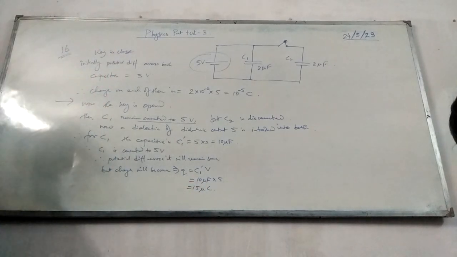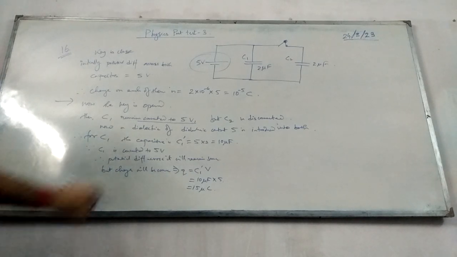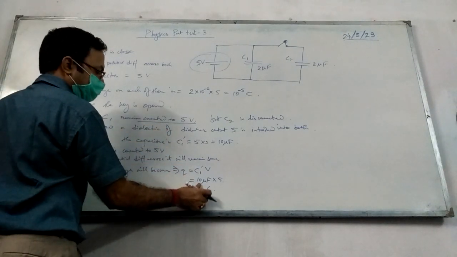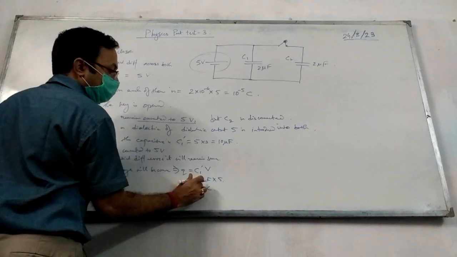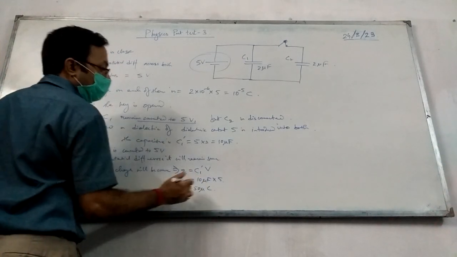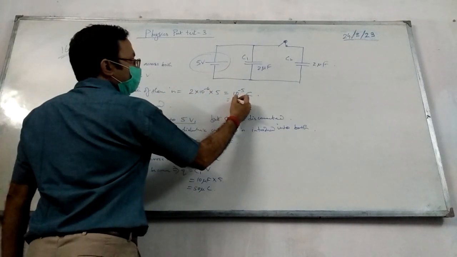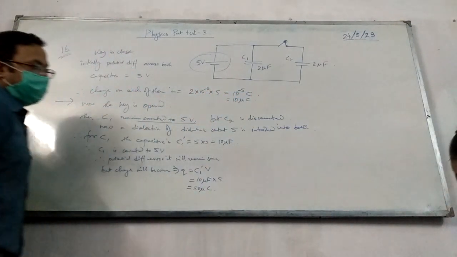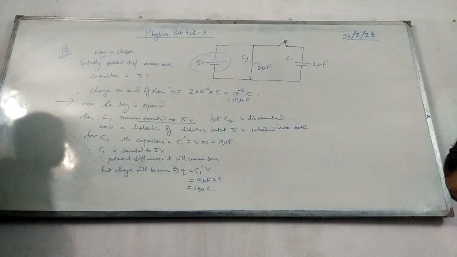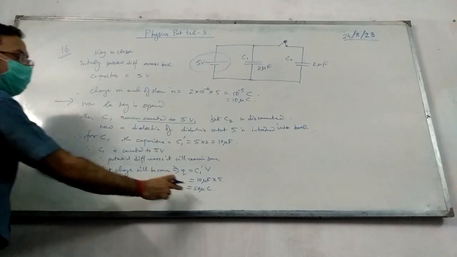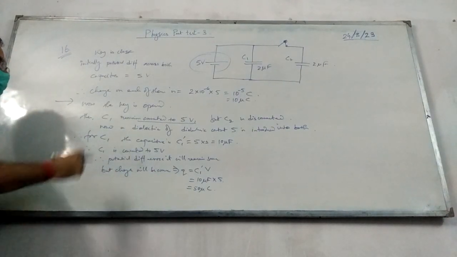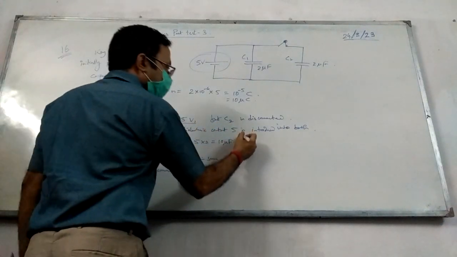So the charge will change to 50 microcoulomb. Sorry, I was thinking something different. 50 microcoulomb, and initially how much was it? Initially it was 10 microcoulomb. Okay? Initially it was 10 microcoulomb, but how much has it become now? This is for C1. But what happens for C2?